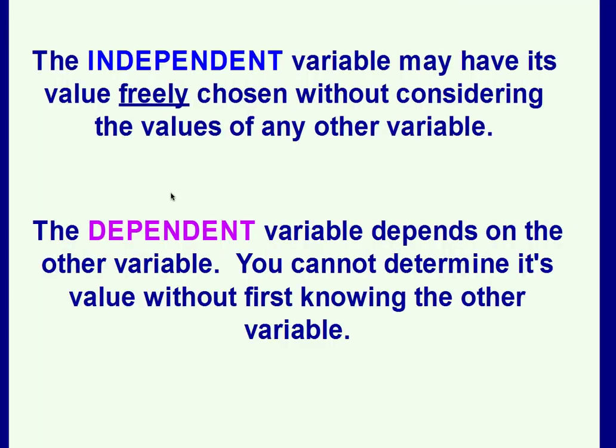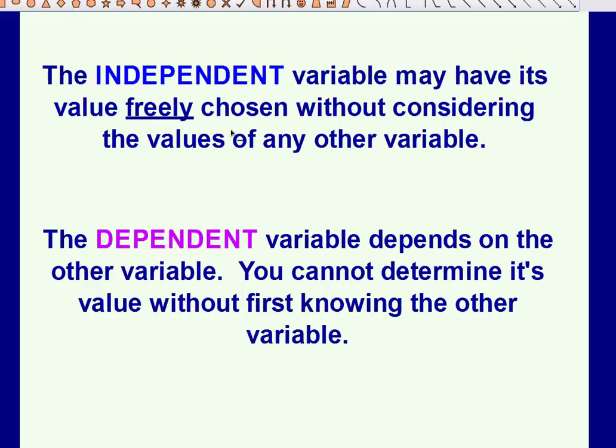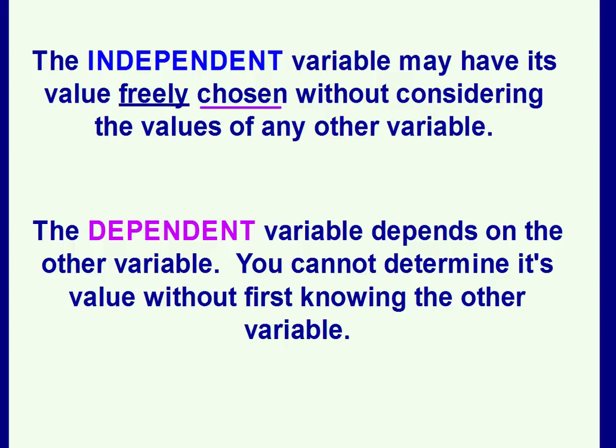So in your notes, go ahead and write down these two definitions, please. The independent variable may have its value freely chosen without considering the values of any other variable. So the clue word for independent is freely, actually there's two clue words, freely chosen. It means you can choose any value for the independent variable, and it's not going to really make a difference. It's okay to do that. The dependent variable, however, depends on the other variable. It depends on the independent variable. You cannot determine its value without first knowing the value of the independent variable.